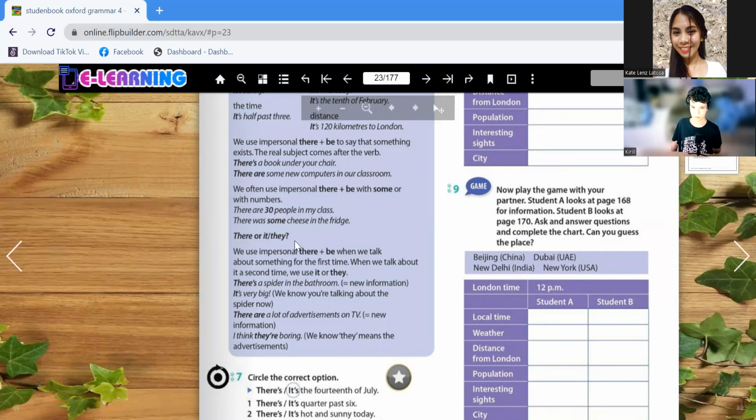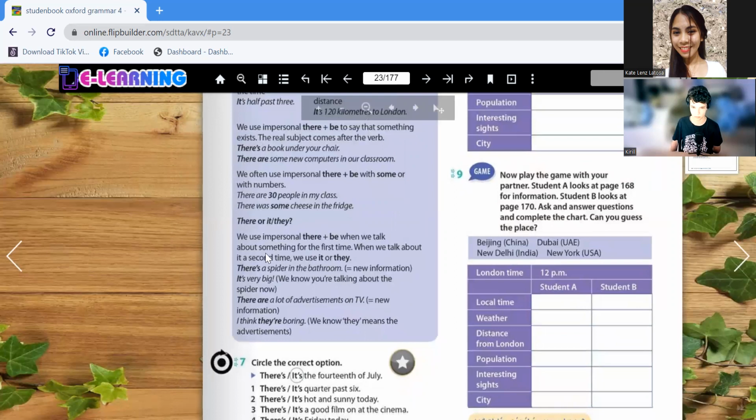There or it or they. We use impersonal there plus be when we talk about something for the first time. When we talk about it a second time, we use it or they. So for impersonal pronouns, you use there if you are talking about it for the first time. But for the second and third time and so on, you will use either it or they. Okay?